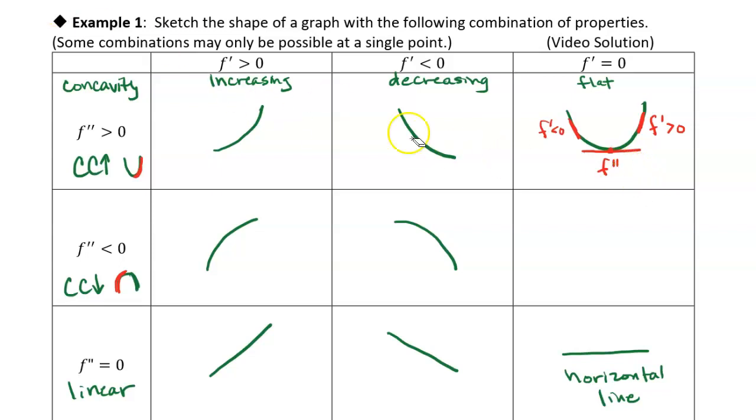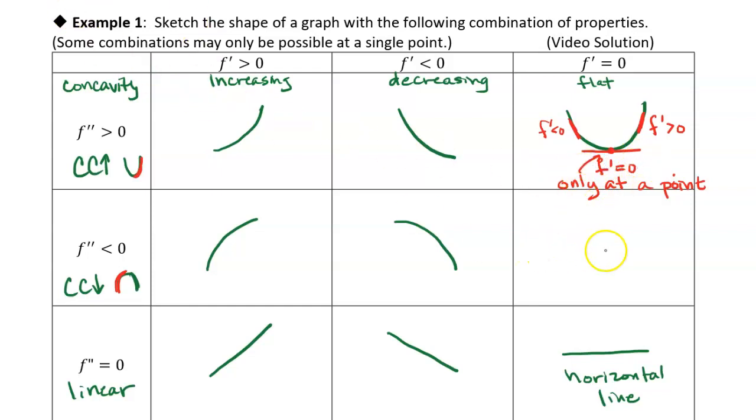Oops, hang on. Let me delete that. Let me start that over. All right. f prime is equal to 0 at that point, even though the function is concave up. All right. So this can only happen at a point. It's this point where a concave up curve is changing from decreasing to increasing. All right, so only at a point, this point right here.